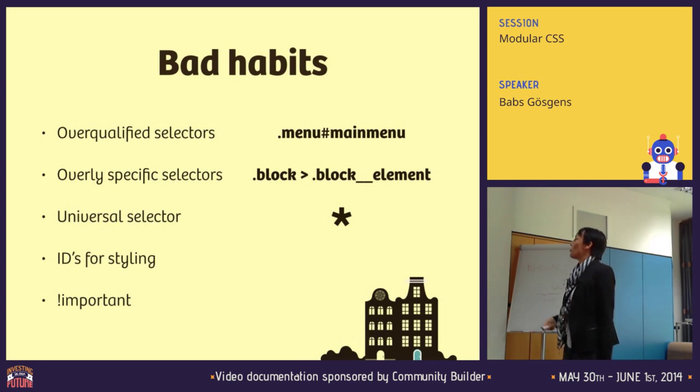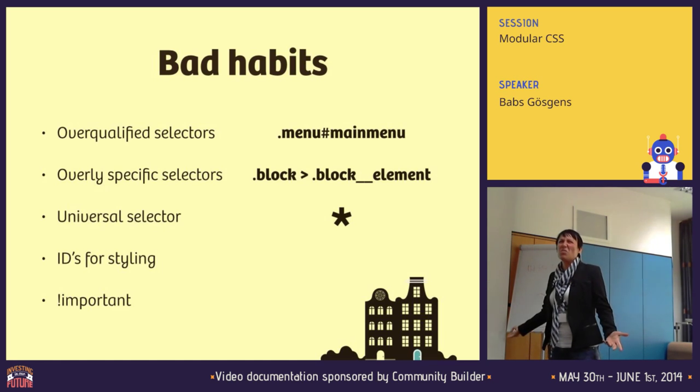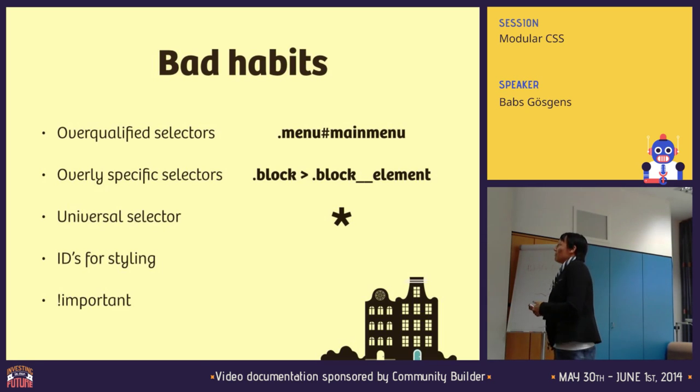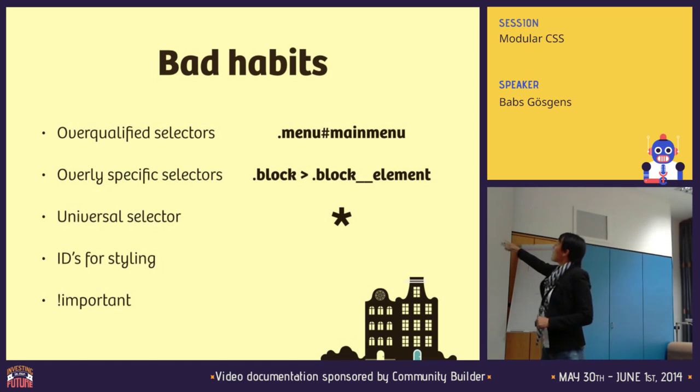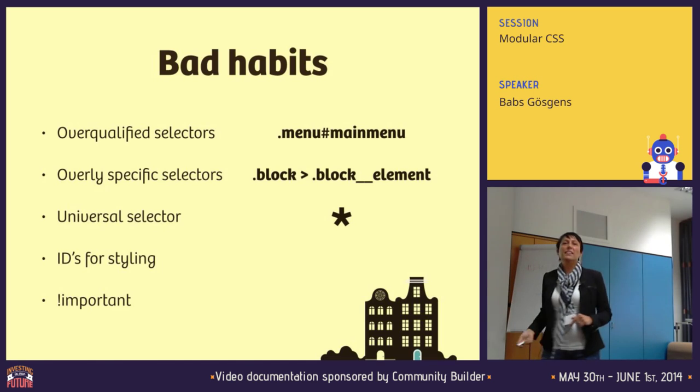Okay, but here are the bad habits. If you have good habits, obviously you've got bad habits. So overqualified selector, dot menu dot main menu, why? It's not really necessary. Dot menu probably suffices, and if not, then you have to relook at the way you structure your class names and your CSS. Overly specific selectors is also something that you have to look out for and try to avoid. In the case of the menu, unfortunately, we need them. But if you don't have to use them, don't use them, because again, we have to read from right to left, and it'll slow the whole process of rendering your page down. This is an example of the BEM notation, and we'll get to that.